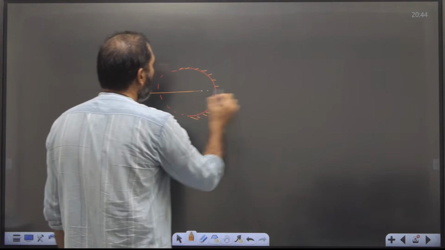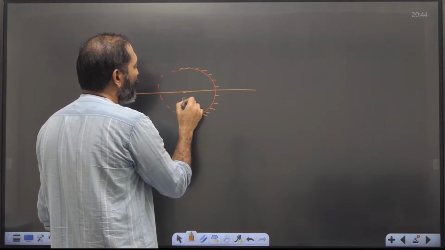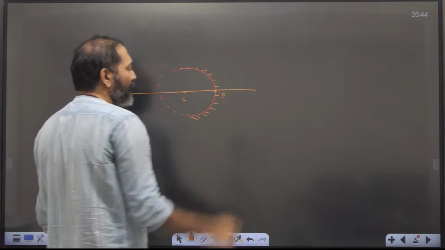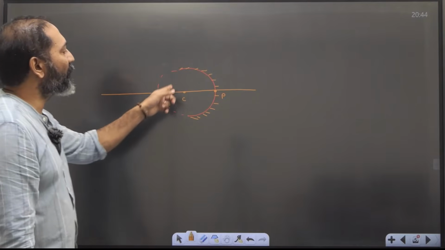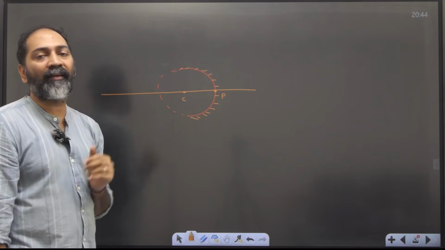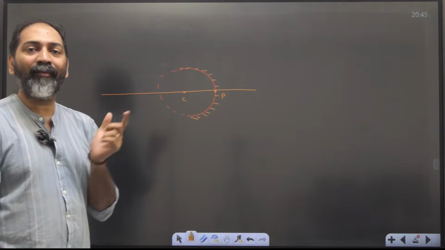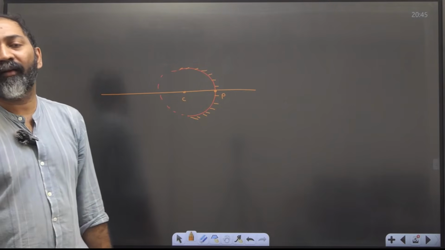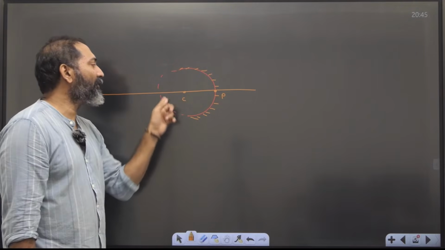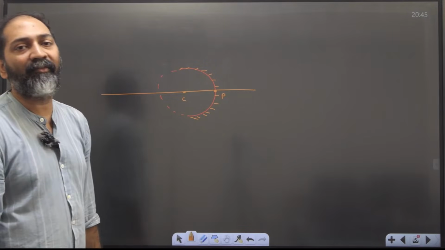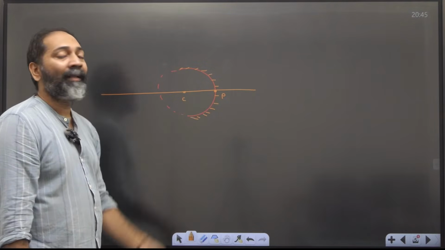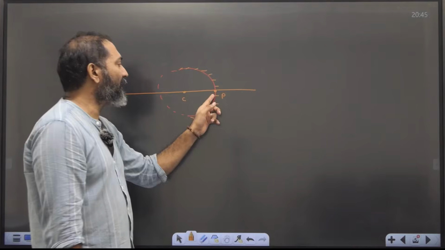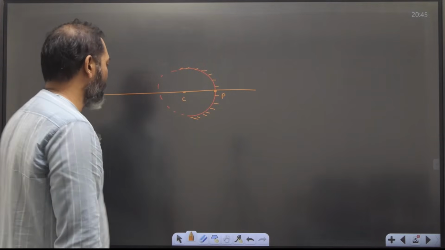Now, the center of the sphere is the center of curvature. The center of the mirror is the pole. C stands for center of curvature. What is center of curvature? It is the center of the sphere of which the mirror forms a part. What is pole? The geometric center of the mirror.